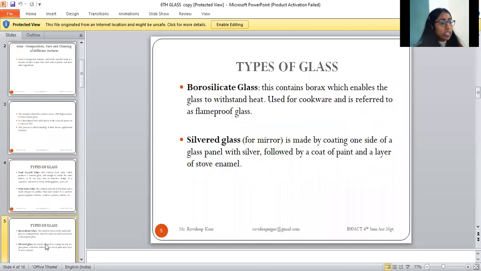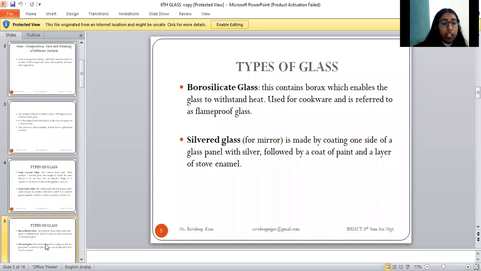Moving to the next type of glass, borosilicate glass. This contains borax, which enables the glass to withstand heat. So this type of glass has borax, which makes it withstand heat.